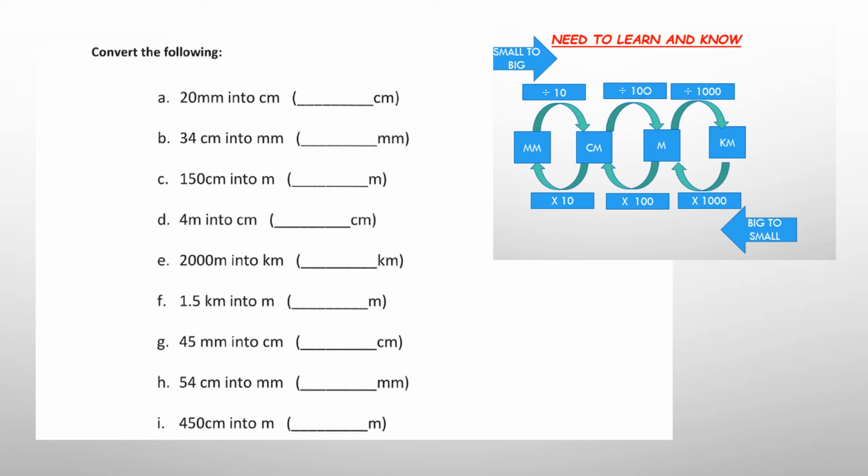And finally I, 450 centimetres into metres. So this time we're going from the small measurement to the larger measurement, small to big, so we're going to divide by 100. 450 centimetres divided by 100 is going to give us 4.5 metres.